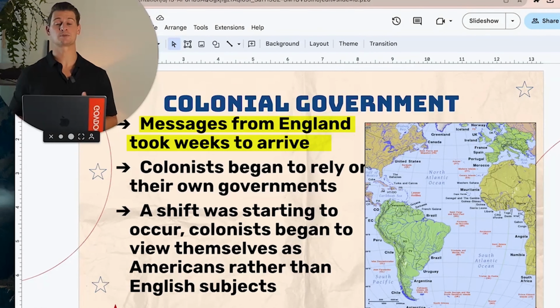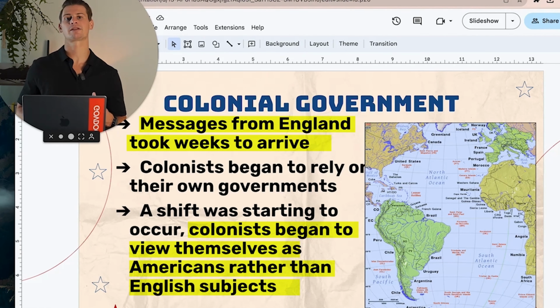Because of the distance between England and the colonies, colonists began to see themselves as colonists and less as British citizens. So I talked about in the beginning of this lesson that the predominant understanding once the colonists reached America in the first place was that they are British. That sentiment is starting to shift. Colonists are starting to see themselves as Americans or colonists instead of English.